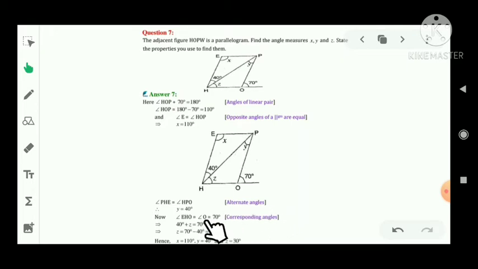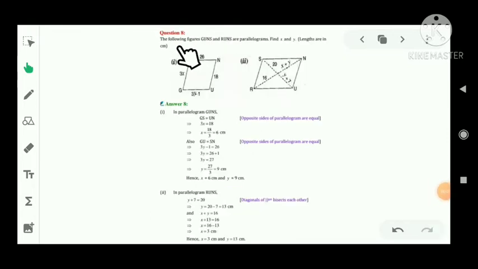Similarly students, what will be the value of O? O here is 70 degrees. Then what is the value of z? z plus 40 is equal to 70 degrees by using the corresponding angles property. That means this angle is equal to this angle. This angle's value will be z plus 40 degrees and this angle's value will be 70 degrees. That means what will be the value of z? z value will be 30 degrees.